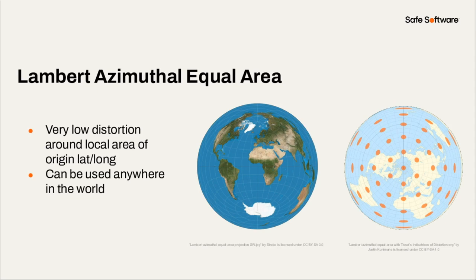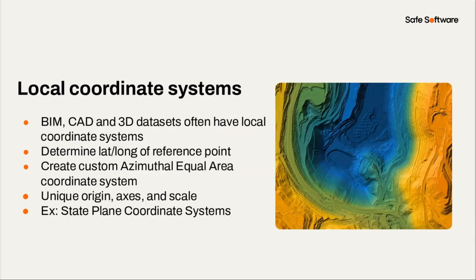And when talking about the Lambert azimuthal equal area, that kind of leads us into our next topic, which is local coordinate systems. So you can imagine you could take that Lambert azimuthal equal area and move that to any local area that you wanted to have a projection around. This is what we refer to as a local coordinate system and is commonly used across BIM, CAD, 3D data sets, anything that deals with a small area. Could even be a GIS data set for construction sites or an airport or even a city.